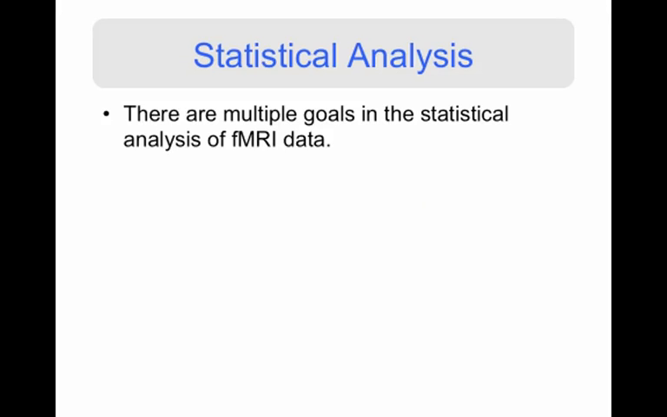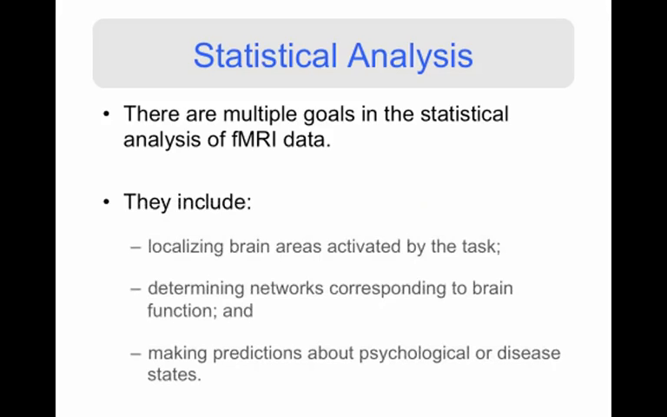There are multiple goals in the statistical analysis of fMRI data. These include 1, localizing brain areas activated by the task, 2, determining networks corresponding to brain function, and 3, making predictions about psychological or disease states.